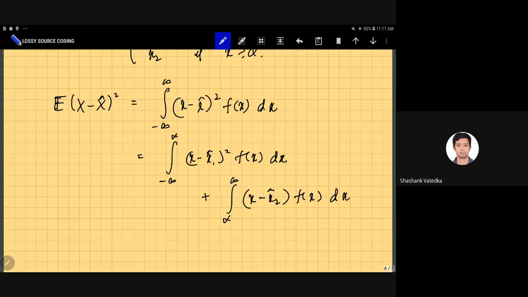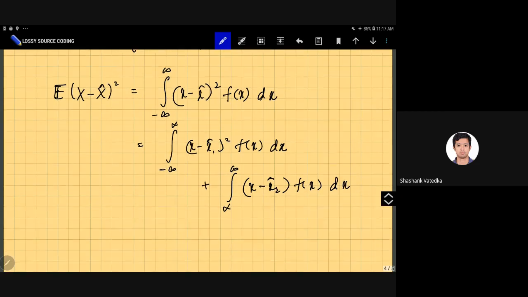And in the homework, I've given you f of x, and the goal is to solve the minimization problem by hand. So find x1 hat, x2 hat, and alpha, which minimize this mean squared error, for a specific f, which is uniform.